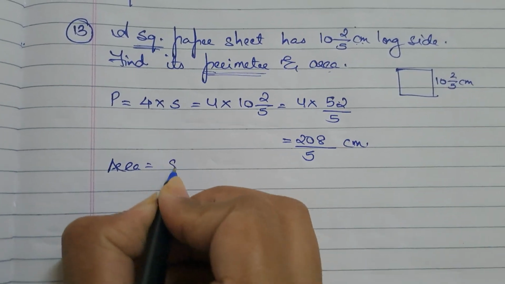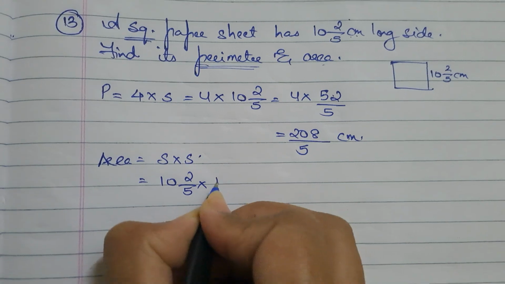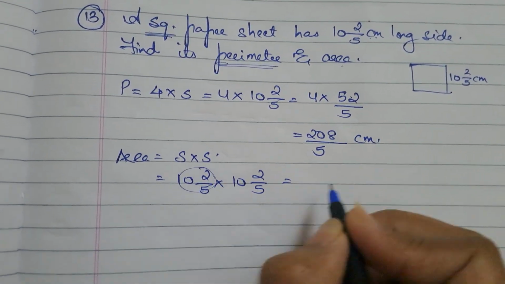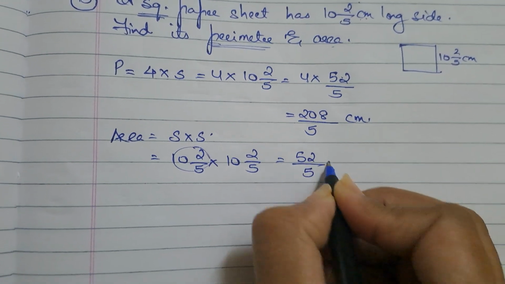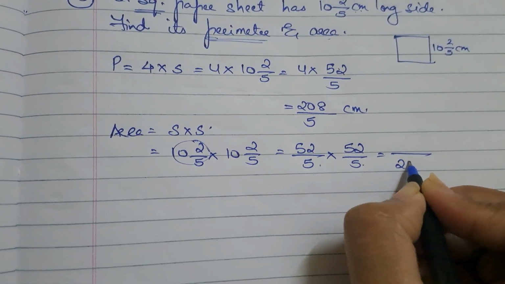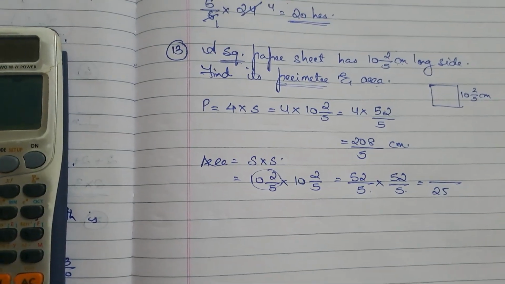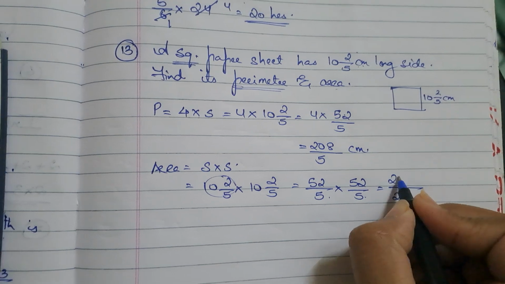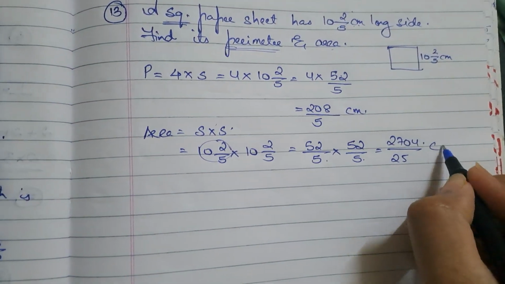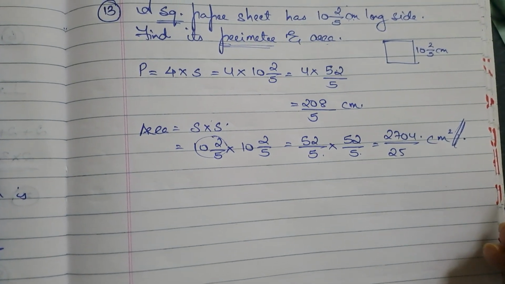Area is equal to side times side, which is 10 2 upon 5 times 10 2 upon 5. Or else we can just directly write this as 52 upon 5 times 52 upon 5. 5 5s are 25. 52 times 52, you have to do it in the rough work column, and then write the answer as 2704. Leave the answer like this, and this is in centimeters, so it becomes centimeter square. Units are very important for this type of questions.